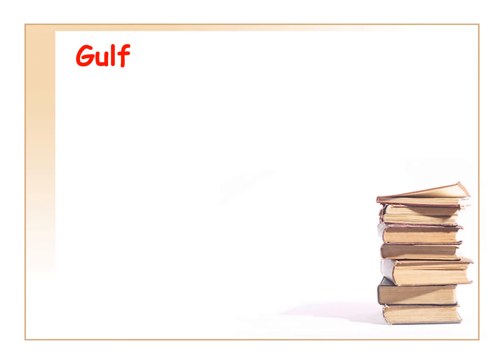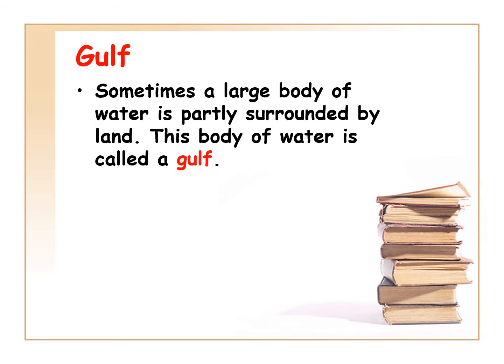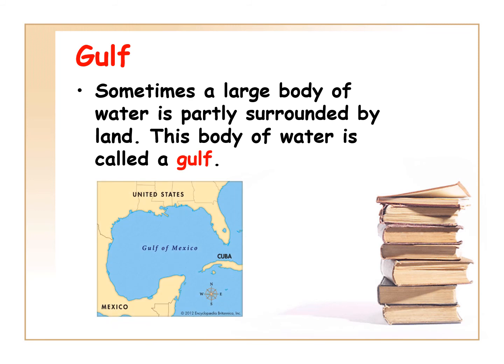Then what is a Gulf? Sometimes a large body of water is partly surrounded by land. This body of water is called a gulf. Have a look. I'll repeat this for you. A large body of water is partly surrounded by land. So there is more water and less land. This body of water is called a gulf.